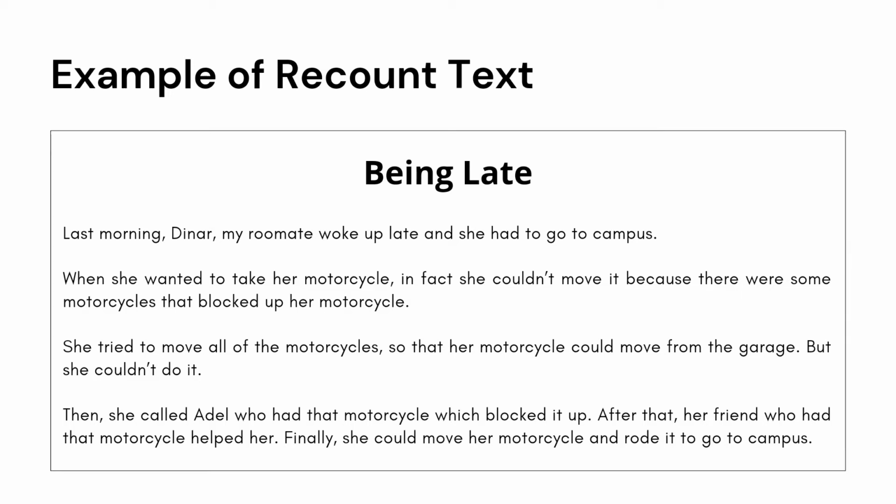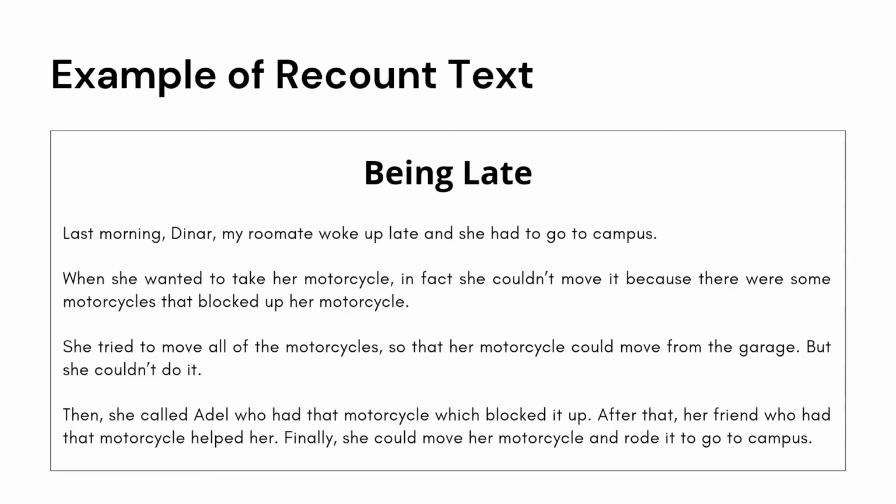So also there is the generic structure of recount text. The first is orientation. Orientation is in the opening paragraph, that is, last morning, Dinar, my roommate, woke up late and she had to go to campus. So the events are from when she wanted to take her motorcycle. In fact, she couldn't move it because there were some motorcycles that blocked up her motorcycle. And she tried to move all of the motorcycles so that her motorcycle could move from the garage, but she couldn't do it. And the last is reorientation.